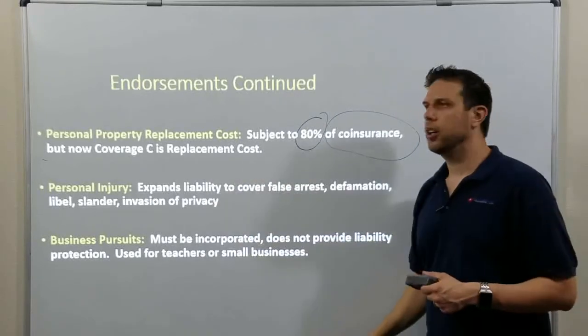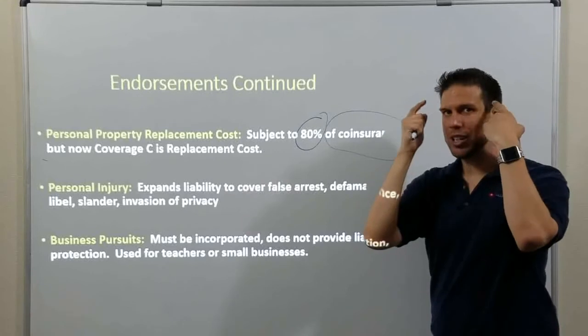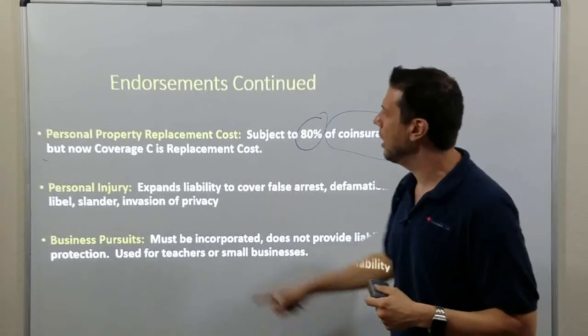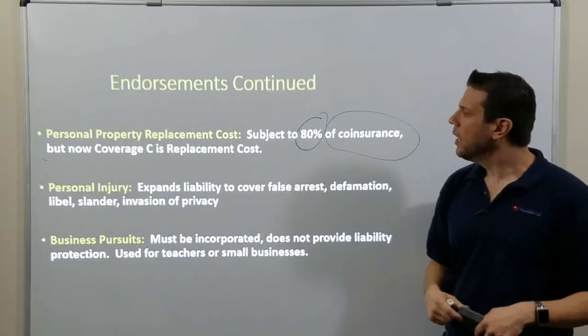Personal injury, you're going to learn in the commercial side. Personal injury protects against mental anguish and damage to reputation. So that's like false arrest, defamation, libel, slander, invasion of property. This is in the commercial insurance chapter.